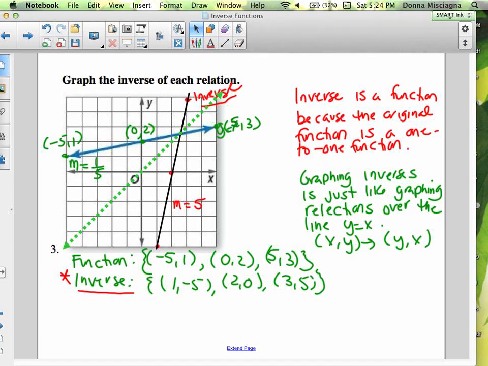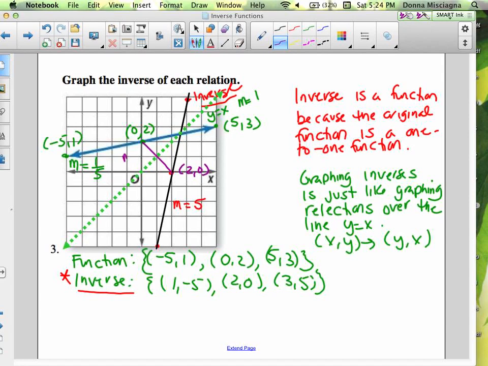And notice that if I were to connect corresponding points, they would be perpendicular to that line. Of course y equals x has a slope of 1, right? Oh, that's a 1. It's kind of slanty there. And let's find the slope of the line that connects the corresponding points. So there was (0, 2). Here's (2, 0). Those correspond because the x and y are switched. And notice that slope is -1.